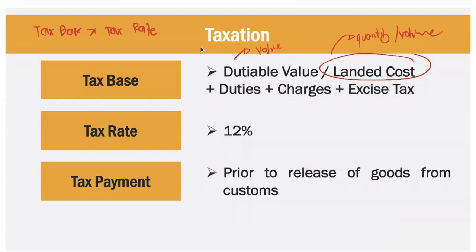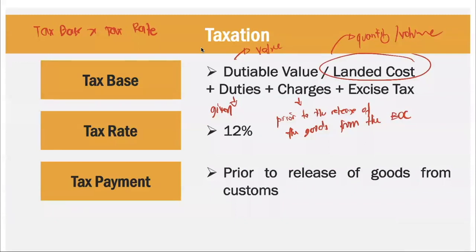So to compute for your tax base, remember this one: dutiable value or landed cost. You add your duties. Duties is your customs duties. No problem with this. This is always given. Next, you add your charges. Normally these charges must be the charges prior to the release of the goods from the Bureau of Customs. So charges are the charges prior to the release of the goods from the Bureau of Customs.